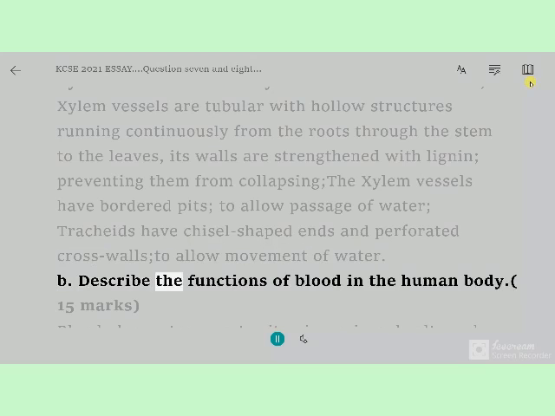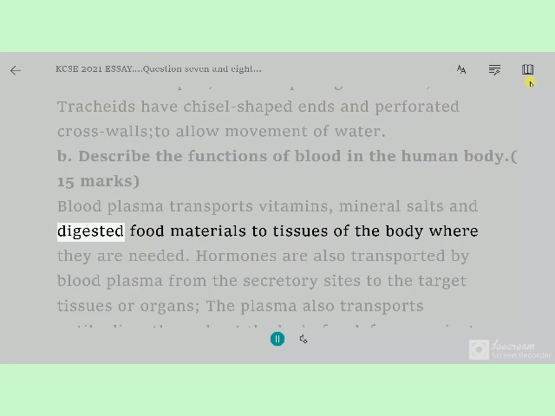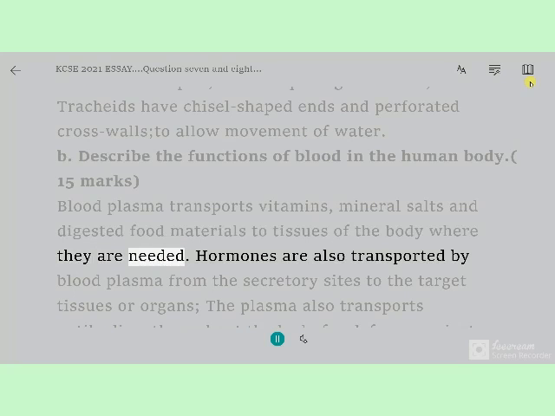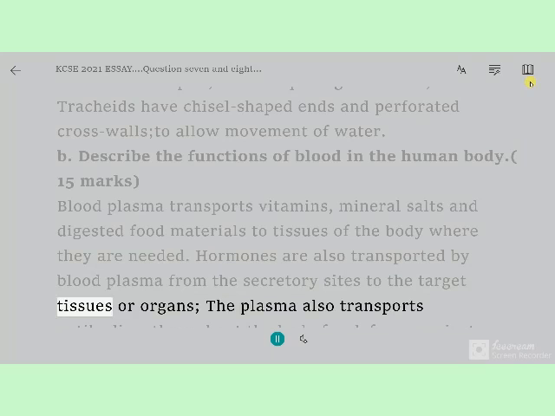B. Describe the functions of blood in the human body. 15 marks. Blood plasma transports vitamins, mineral salts, and digested food materials to tissues of the body where they are needed. Hormones are also transported by blood plasma from the secretory sites to the target tissues or organs.